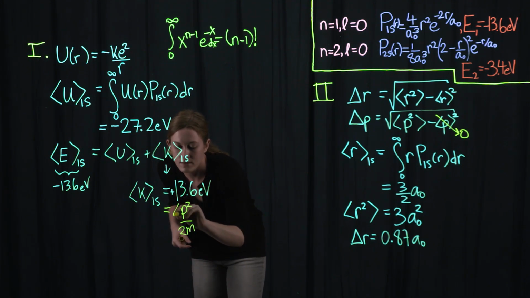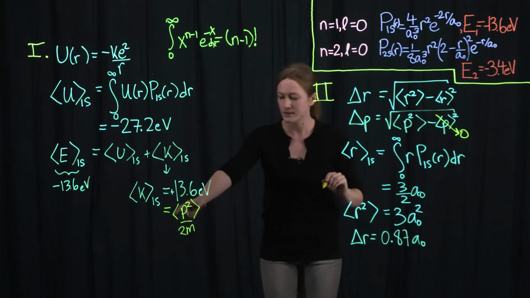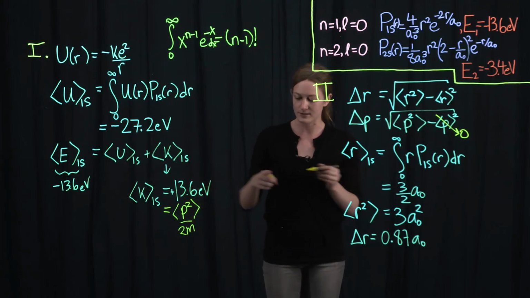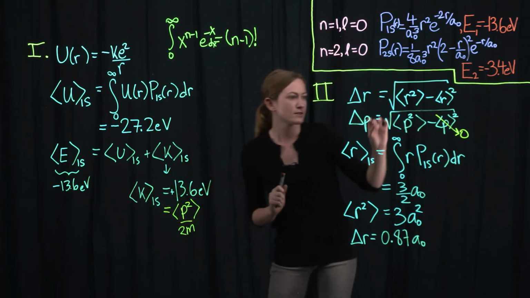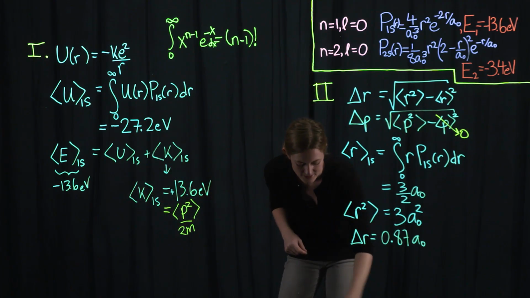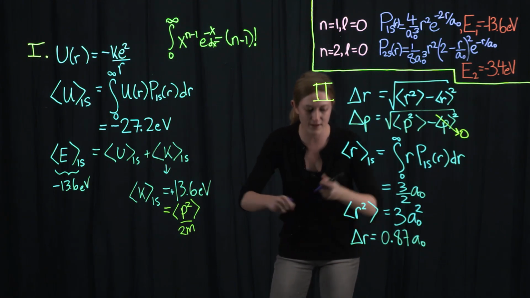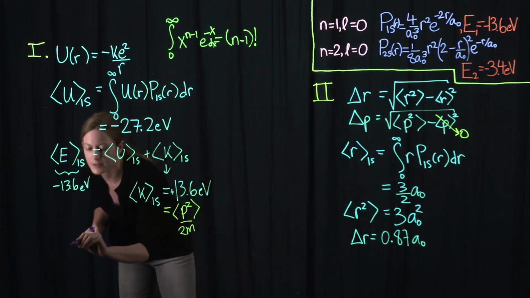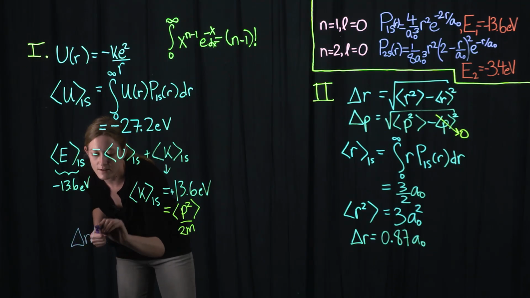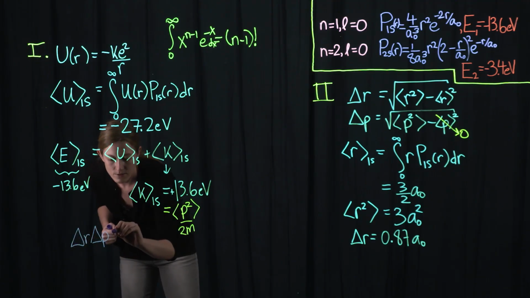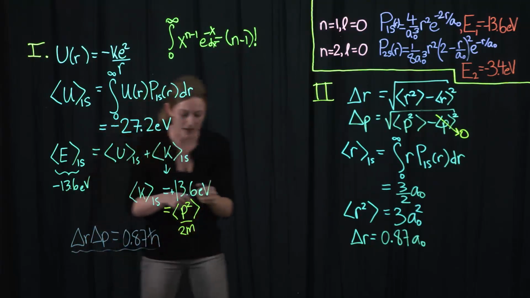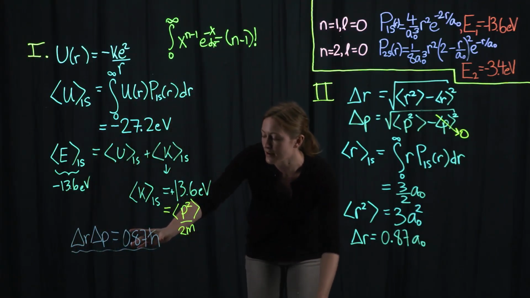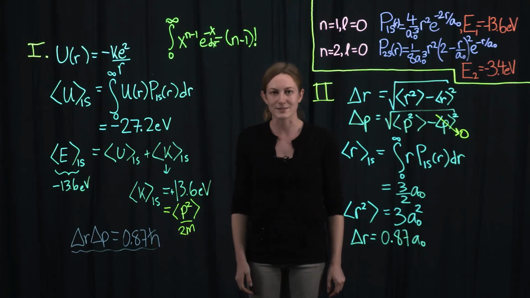And of course, the kinetic energy is p squared over 2m. So the average value of p squared is just related to this answer we already got over here. And so we can do that algebra, plug in here, and at the end of the day, putting this all together, I'll write it over here, is delta r, delta p equals 0.87 h bar. And this is our answer for part 2. And the thing to note here is that we've indeed gotten an answer that's consistent with the uncertainty principle.